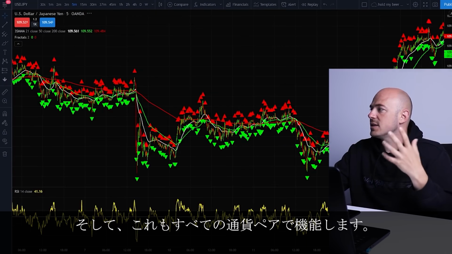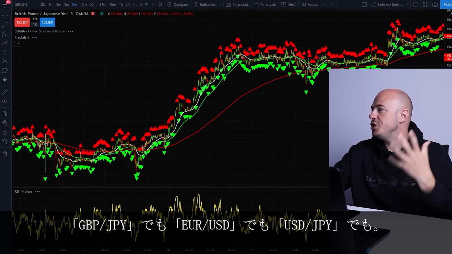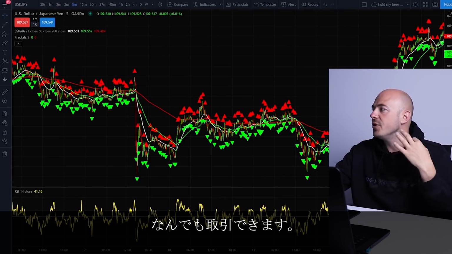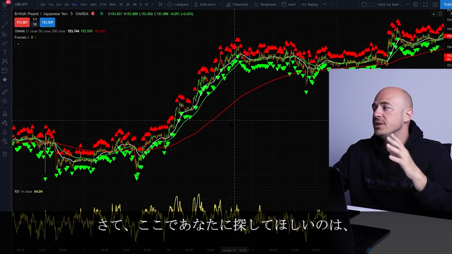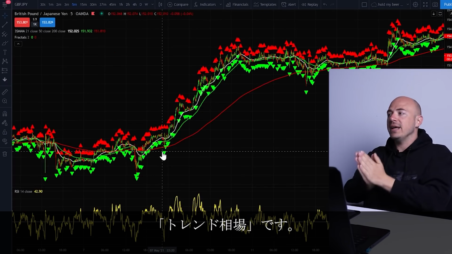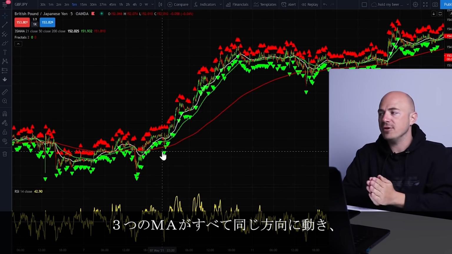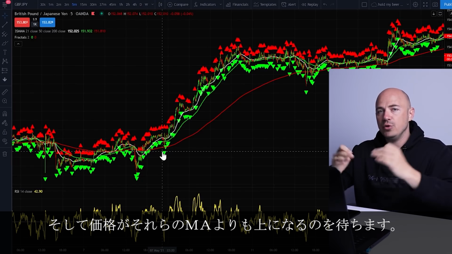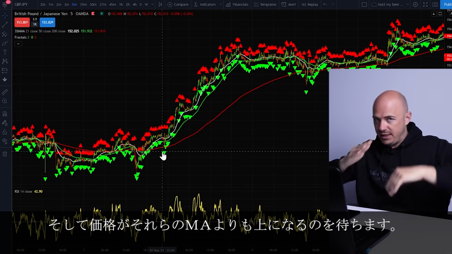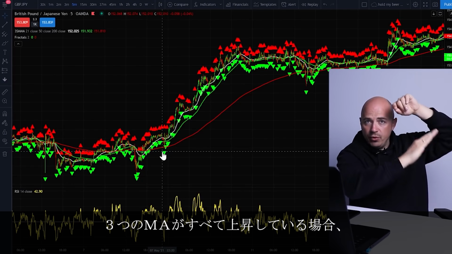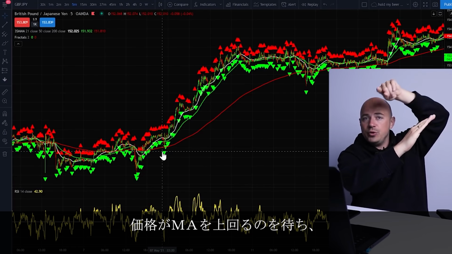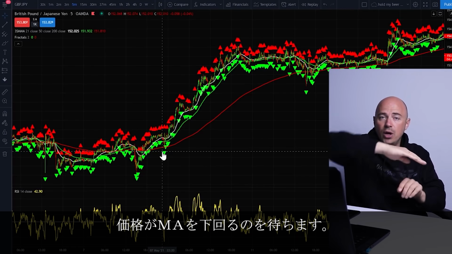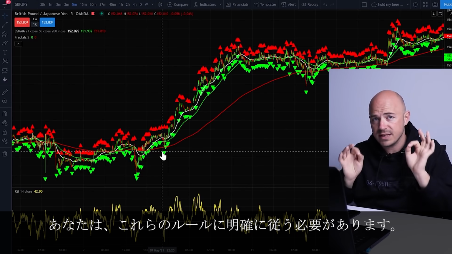And again, this works on every single currency pair: GBP, JPY, Euro, USD, USD JPY, whatever you want to do. Now, what I want you to look for is a trending market. I want all 3 moving averages to be moving in the same direction, and I want the price to be above those moving averages. If the price is trending up, with all 3 moving averages going up, I want the price to be above it. If all the moving averages are down, I want the price to be below it. You have to follow these rules specifically.